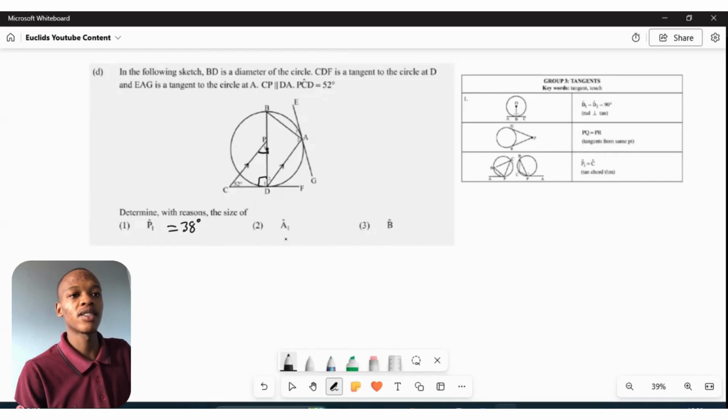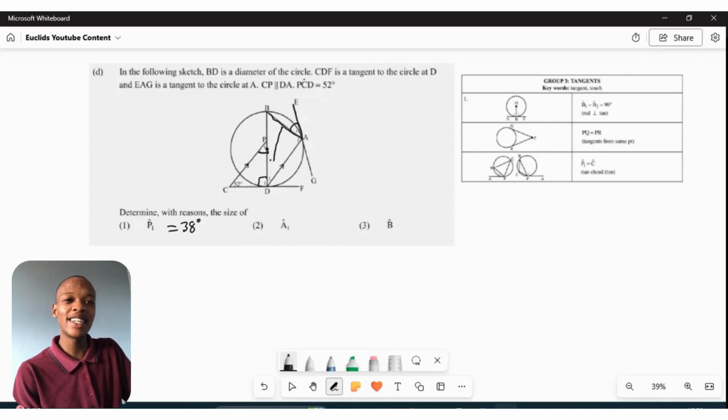So now they're asking us about A1. What is A1? An angle between a tangent. There is a tangent. What is the tangent? EAG is a tangent, and the chord AB. Angle between a tangent and the chord is equal to an angle subtended by the same chord. Which angle is subtended by the same chord? That is D2.